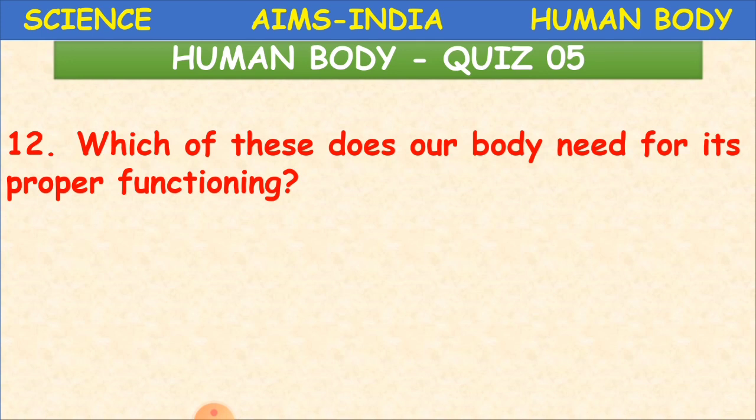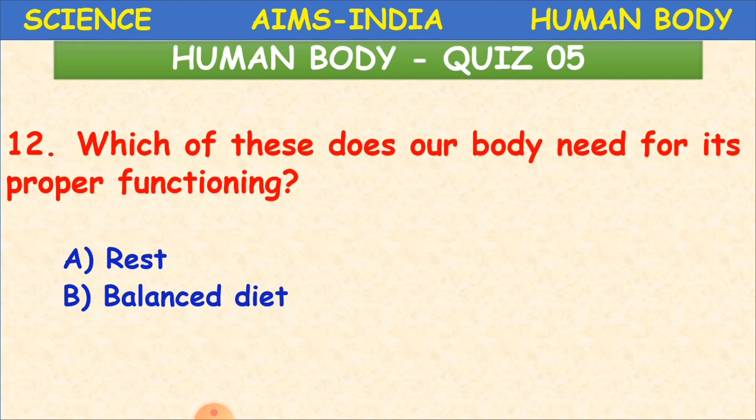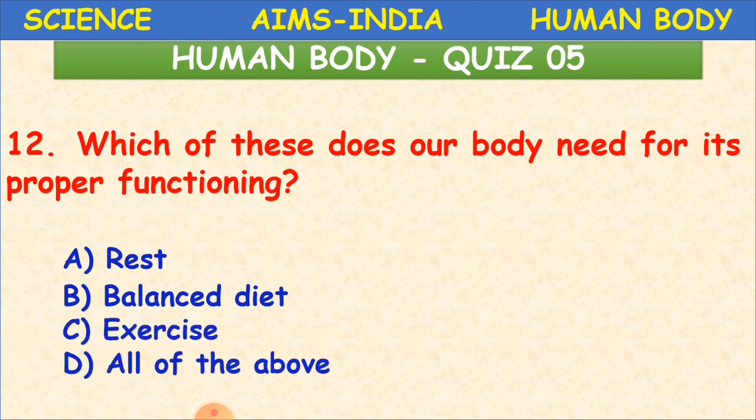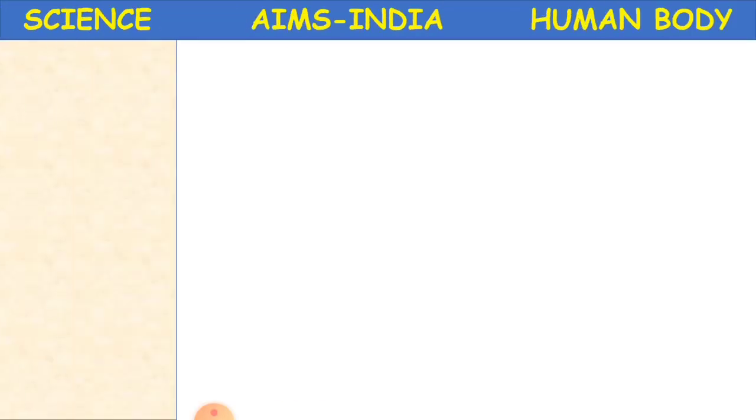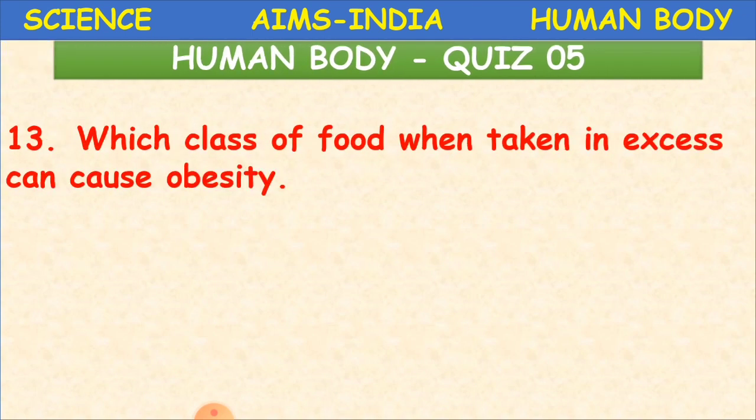The next question, which of these does our body need for its proper functioning? So what do we need for our body for proper functioning? Is it rest? Is it balanced diet? Exercise? And all of the above? What do we need, children? Yes, we need all of the above. We need a good sleep, we need balanced diet, and we also need exercise. Then only we'll have a proper body functioning. Okay?